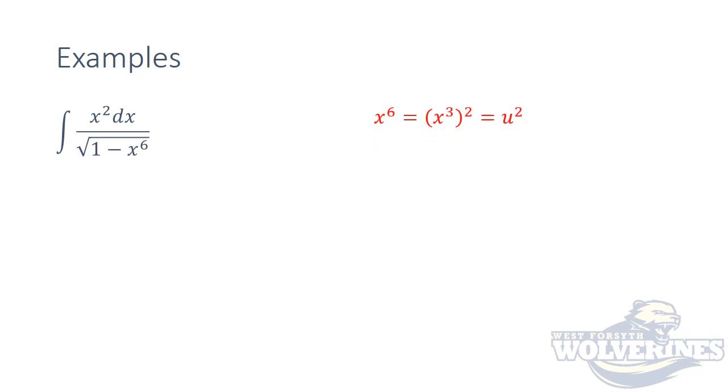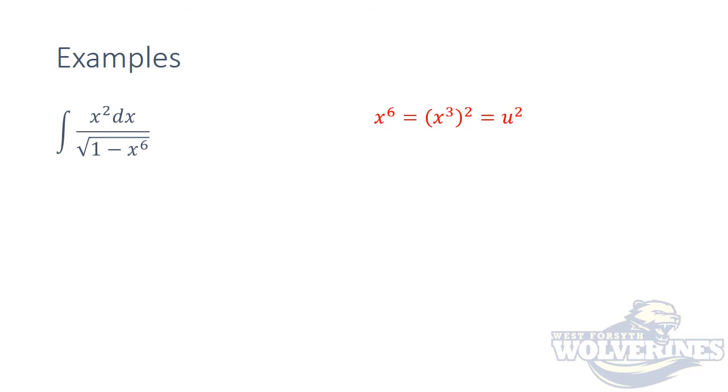X to the 6th is an even power, which means if we take half that power, we've got its square root, right? The square root of x to the 6th is x to the 3rd, because x to the 3rd times x to the 3rd is x to the 6th. You add the powers, right? So just half of that, x to the 3rd. Or you can think of it as x to the 3rd squared, because then you'd multiply the powers.